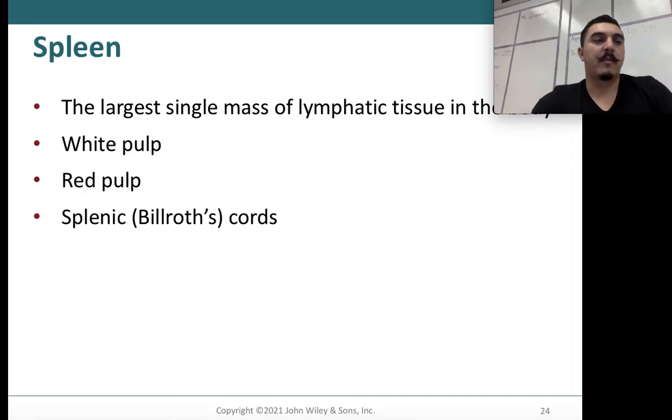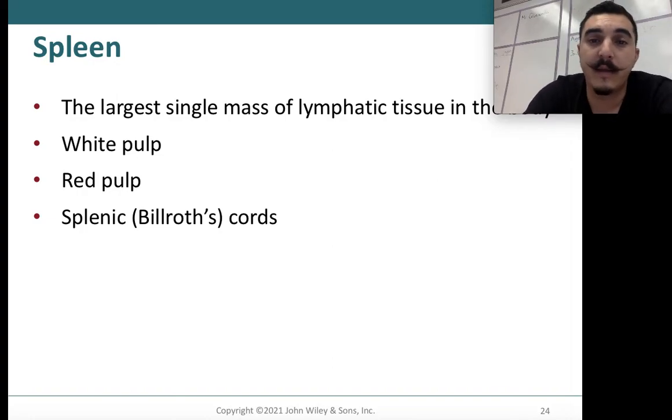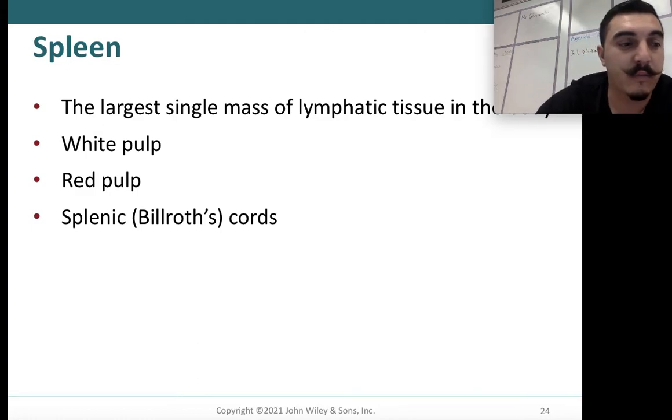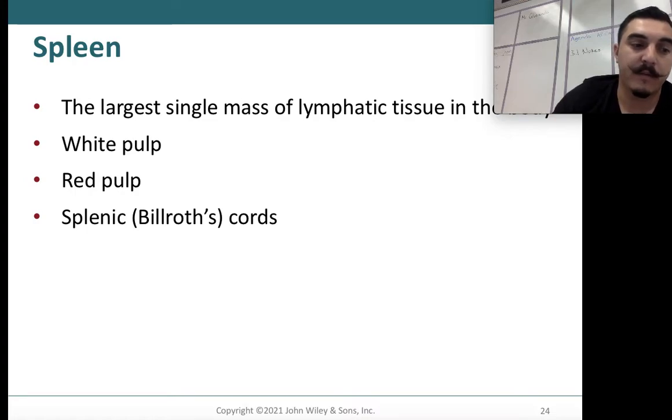Okay, then we're going to talk about the spleen. The spleen is the largest single mass of lymphatic tissue in our body. It has what's called a white pulp, which is lymphoid tissue that contains mainly macrophages and lymphocytes. That's what it's called, white pulp, around central arteries, and it's mainly where B cells and T cells carry out their immune response, and those macrophages phagocytize those bloodborne pathogens that are there.